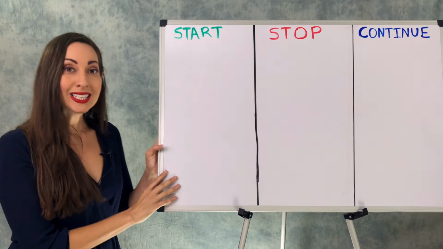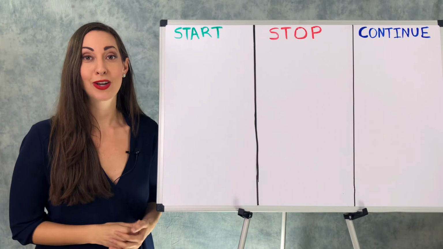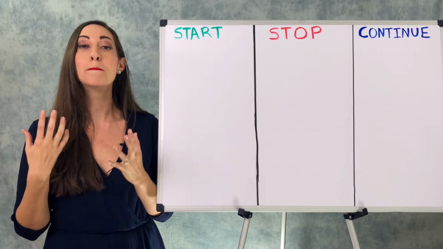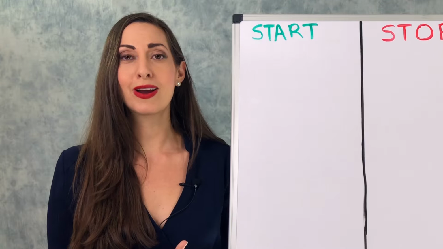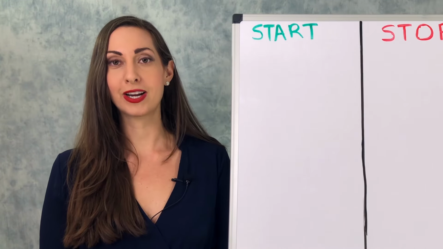So I want to give you a real example that my team and I did earlier this year. This was on Science of People marketing strategy. That was our topic. We were thinking what's working for our marketing and what's not working for our marketing.